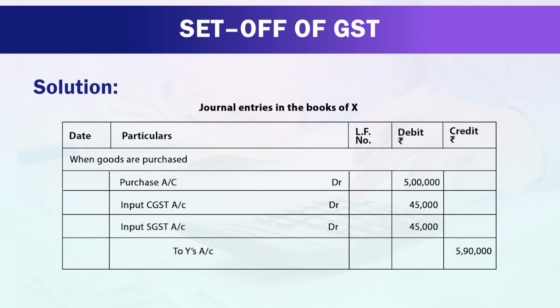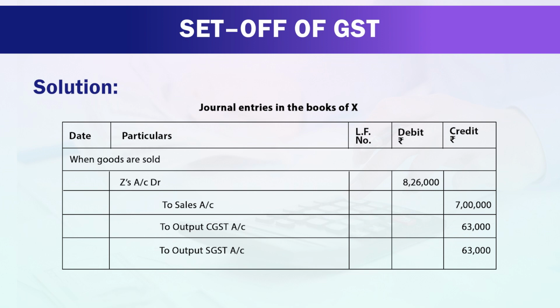Here, X has purchased the goods of rupees 5 lakh. So, purchase account will be debited by 5 lakh. At the same time, we have to pass the entry for GST also. Input CGST account debited by 45,000. Input SGST account will be debited by 45,000 and Y's account will be credited by 5,90,000.